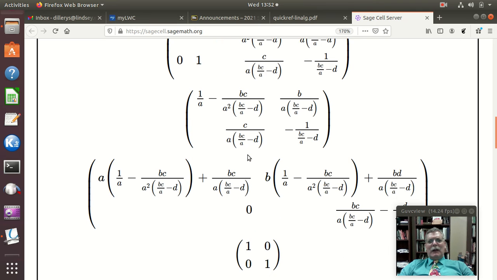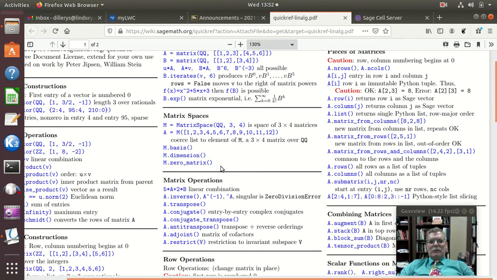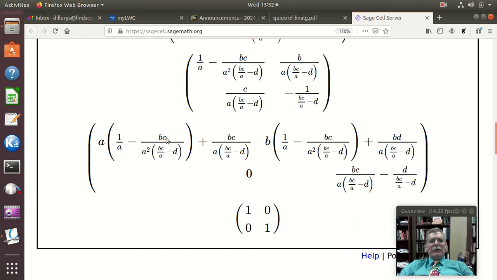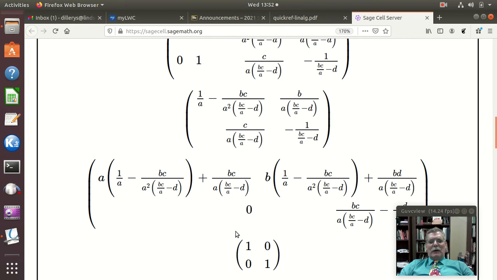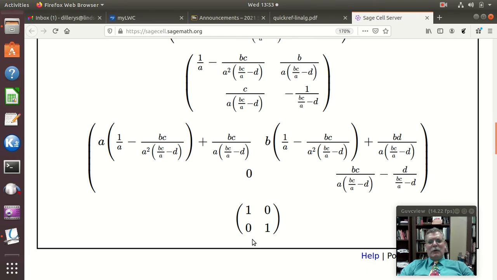And then I said take A inverse times A, and this is what I got. And the question is, is that 1 and that 1, and is that actually 0? And that's where, now, this isn't in the quick reference, I don't think, anywhere. I'm pretty sure it's not there. So I had to do some Google searching on simplifying in SageMath, and that's where I found simplify full.